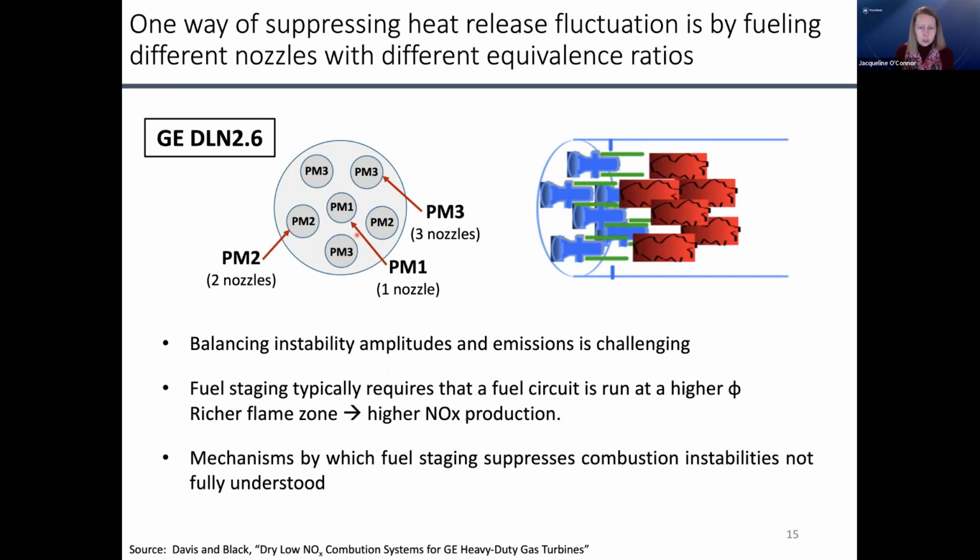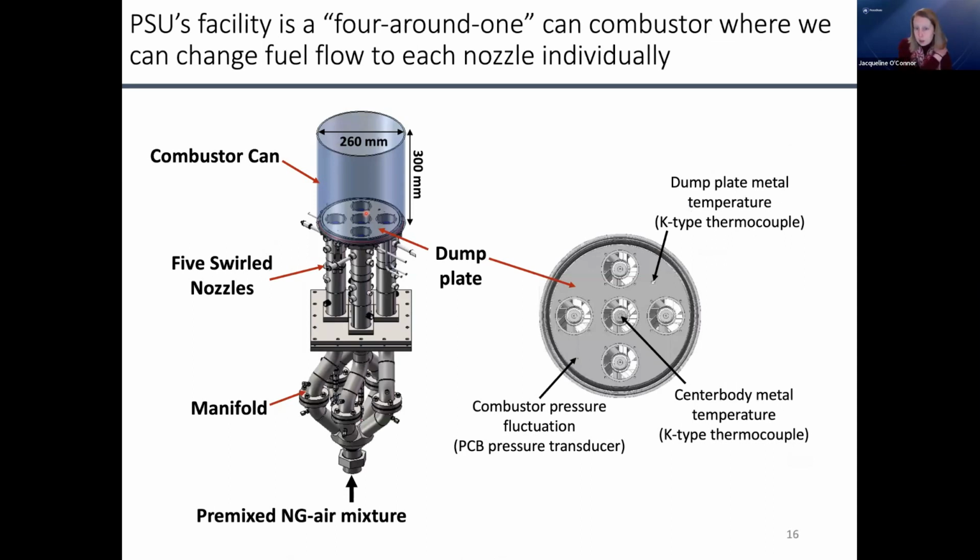They have 3 fuel circuits in their can annular systems. And so they can change the amount of fuel to each of the nozzles independently, keeping the global equivalence ratio constant, but sort of unbalancing the fuel, and this helps suppress the instability. So one of the experiments we have in our lab, and this is the video that I showed you before, is sort of a representative geometry of these can annular systems. It's called a 4-round-1 combustor.